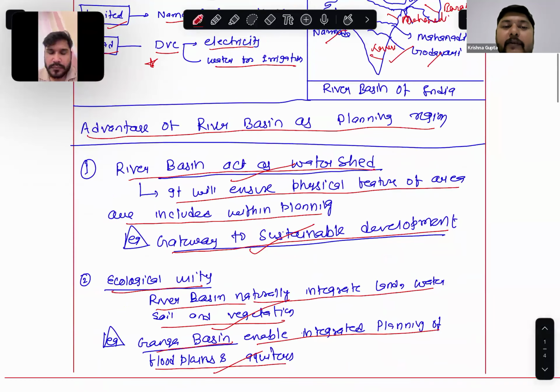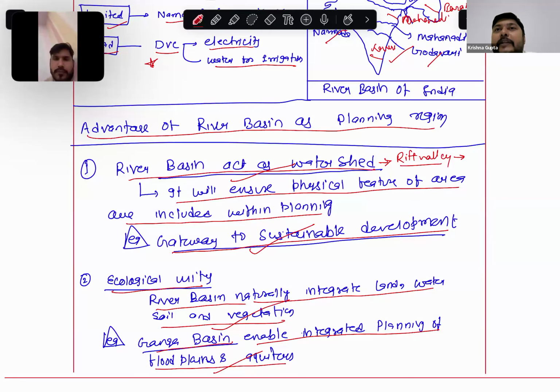River basin acts as a watershed. It will ensure the physical features of the area are included within the planning. Now when we talk about the Narmada River, it is actually moving through the region of the Rift Valley. Majorly it is present in the Rift Valley region here. So when we are providing the part of the Rift Valley, the river system is quite good, and the physical feature we can just add.